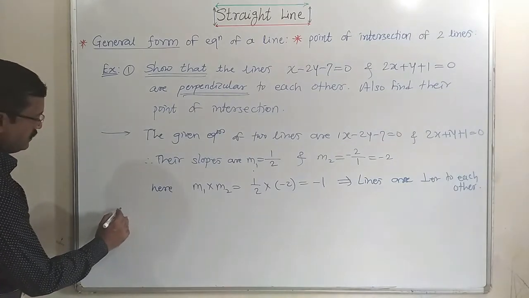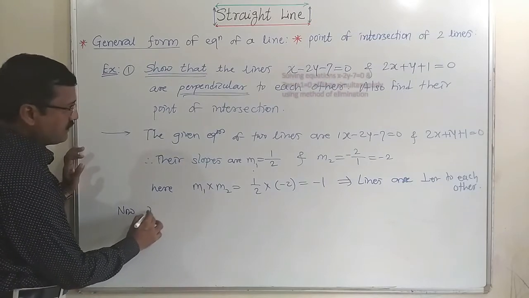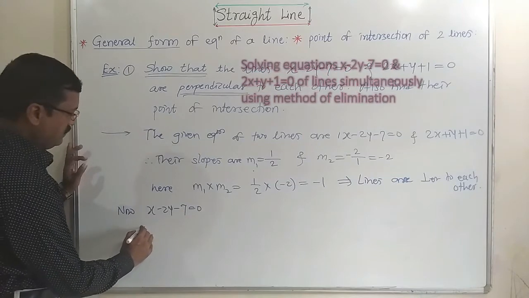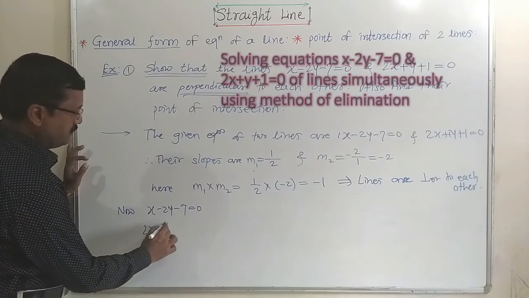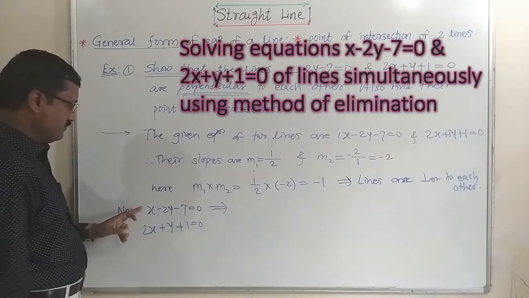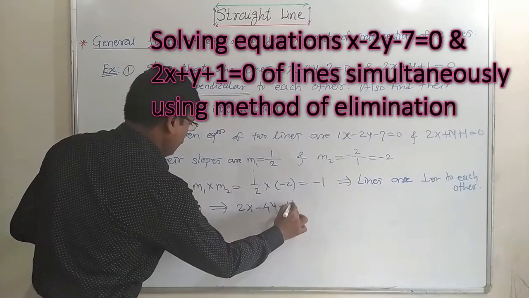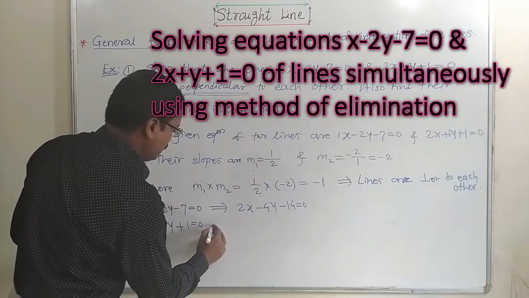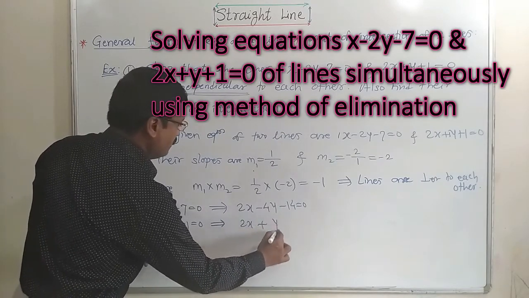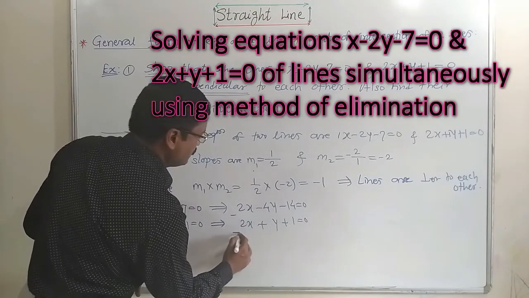Therefore, now the lines are x minus 2y minus 7 equal to 0 and 2x plus y plus 1 equal to 0. This line implies 2x minus 4y minus 14 equal to 0, and remain this line as it is, that is 2x plus y plus 1 equal to 0. Take the difference of these two lines here.